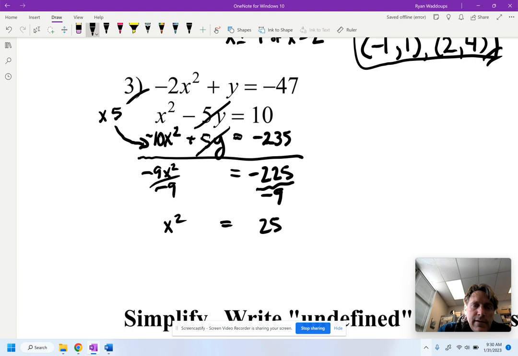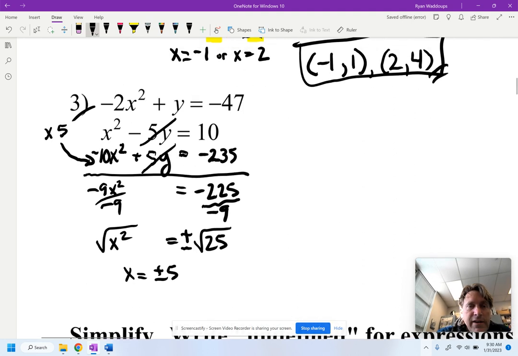And when I take the square root of both sides, I have to remember that plus or minus. x then is equal to plus or minus 5. So there's two values there. I then need to take them back up and put them into one of the equations or the other, or both, to get the corresponding y values.